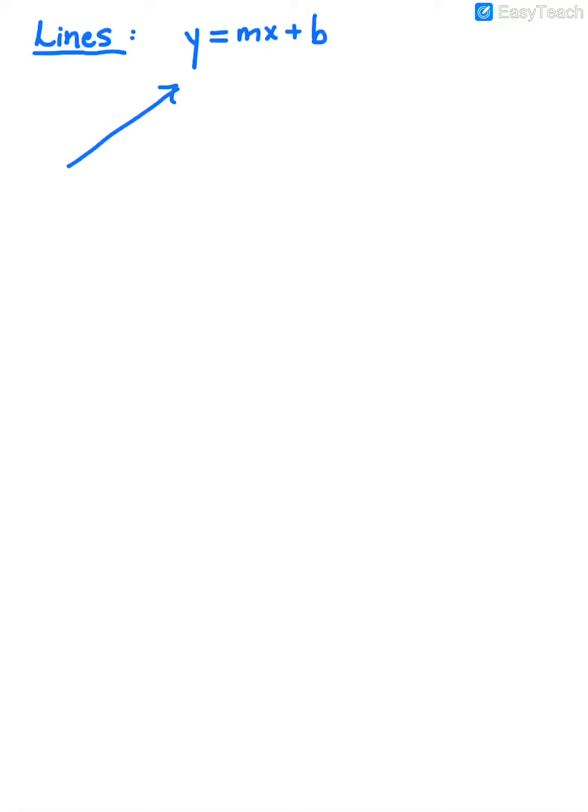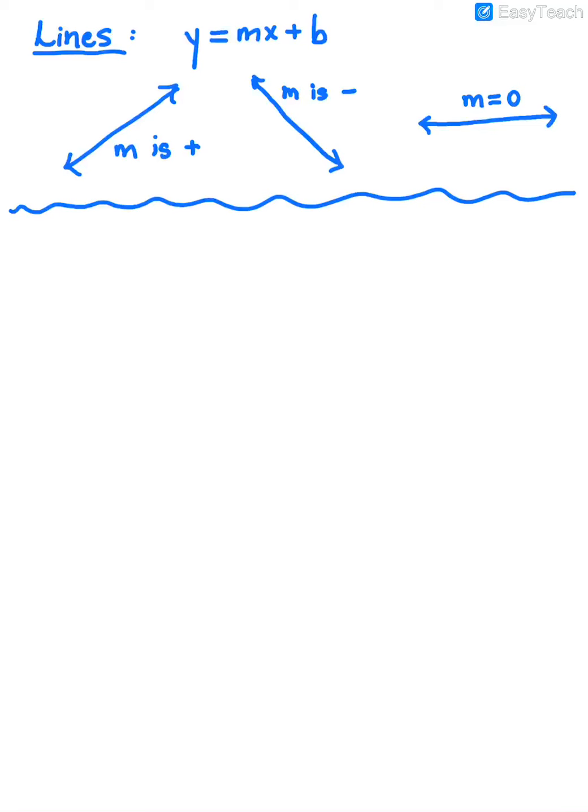So you could have a diagonal line that goes up from left to right. This is going to happen when your slope is positive, and our slope is our m value. You could have a line that goes down from left to right. This occurs when your slope is a negative value. And then finally, you could have a horizontal line, and that occurs when your slope is 0. We do not include vertical lines here because we are only talking about functions.